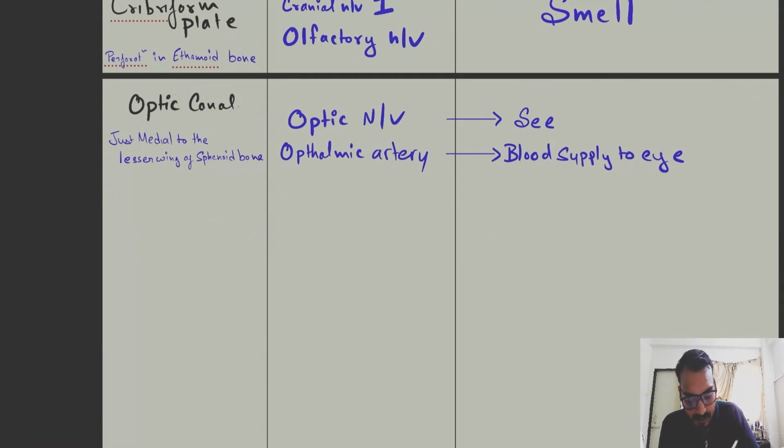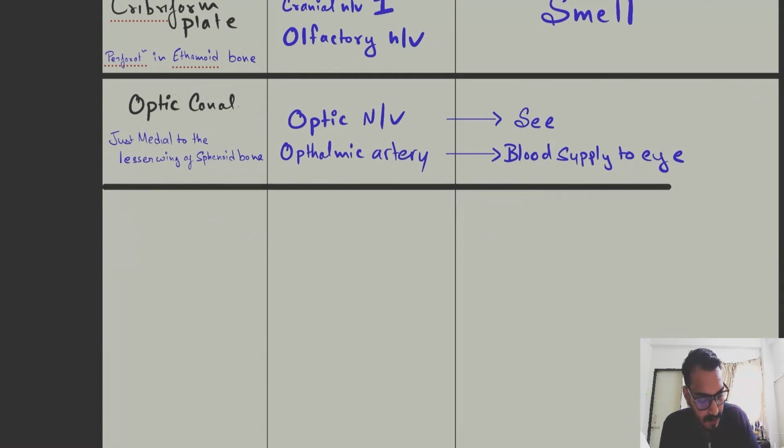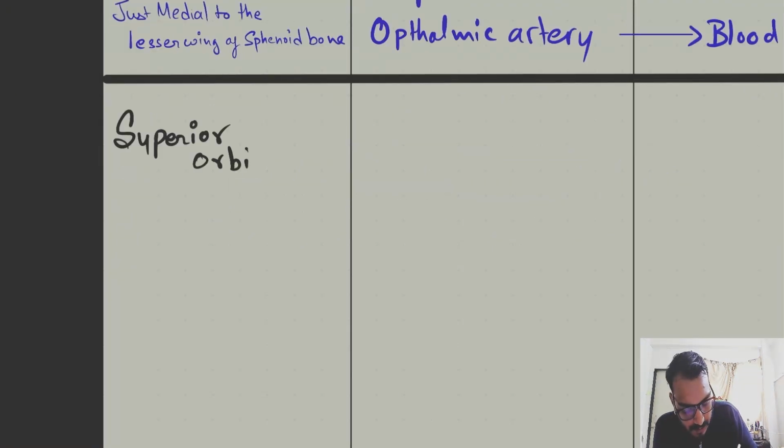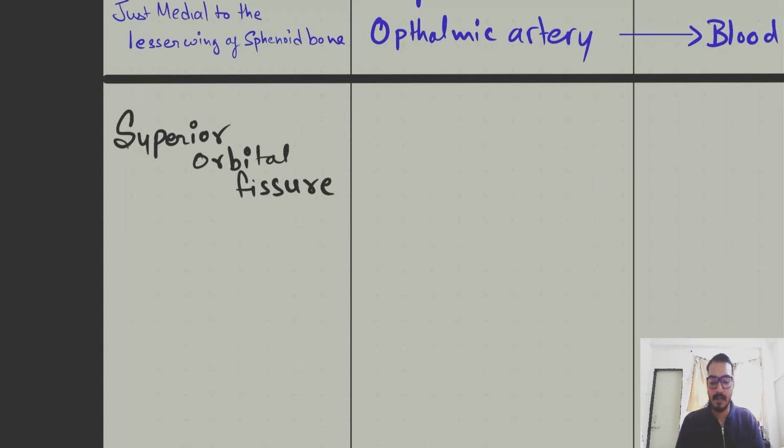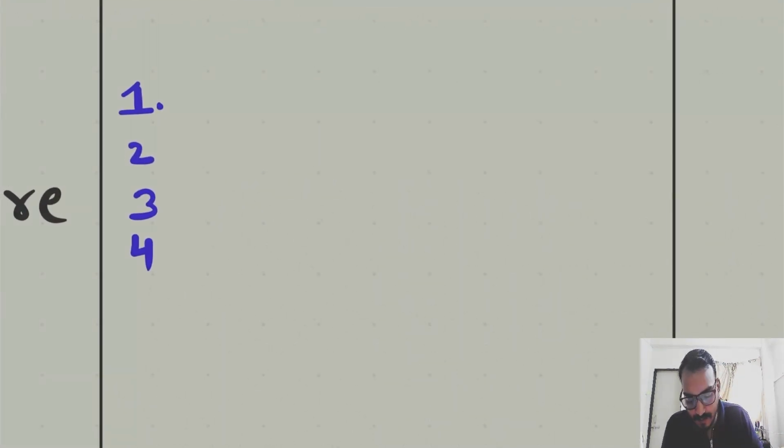The third which we are going to discuss is the superior orbital fissure. Very important structure, guys. Why? Because we have 4 different structures passing through it. What are those 4 structures, guys?